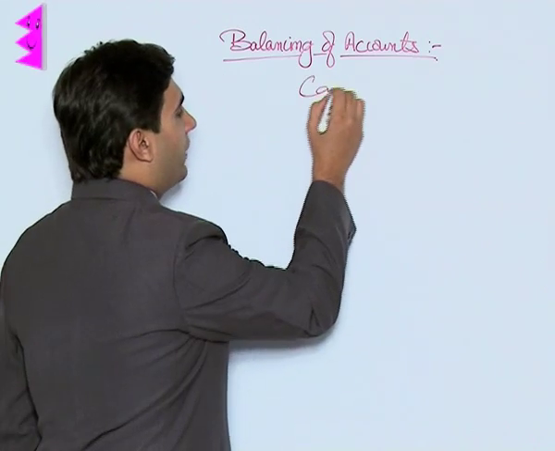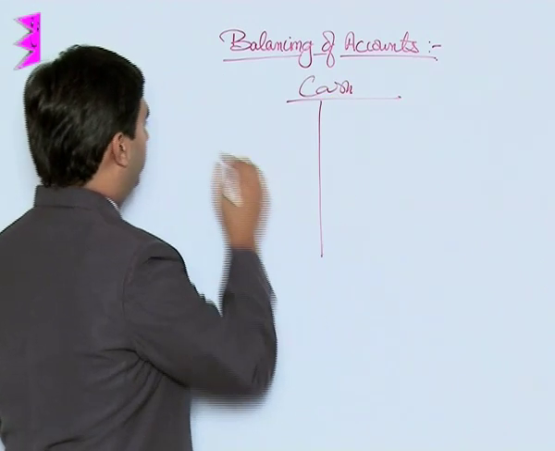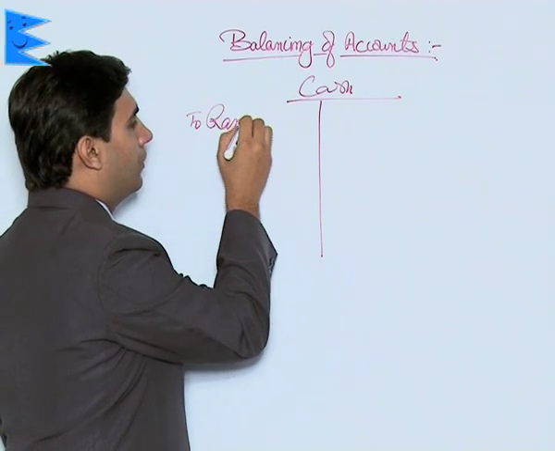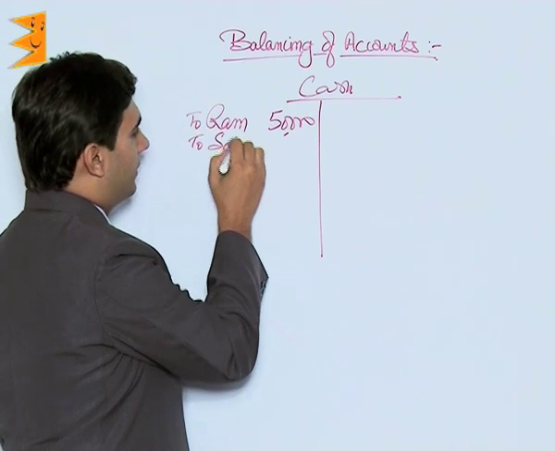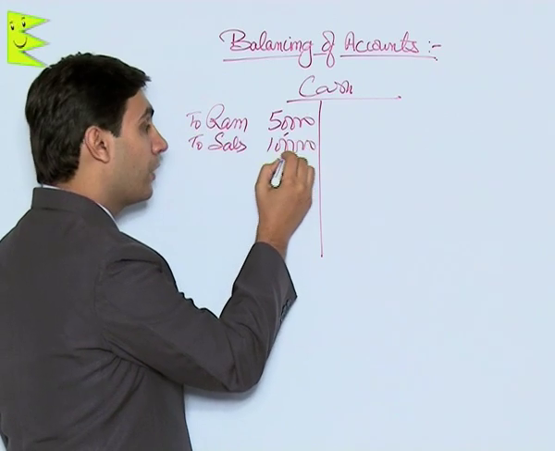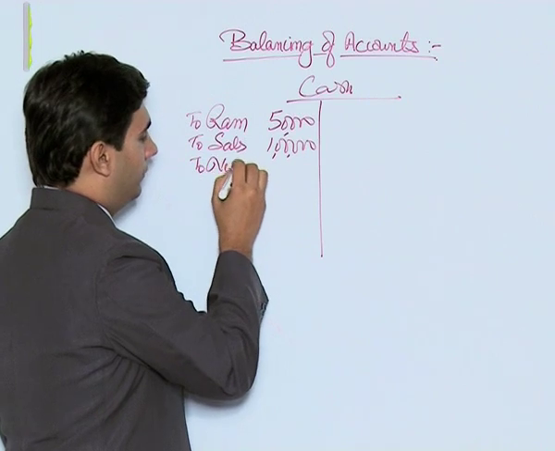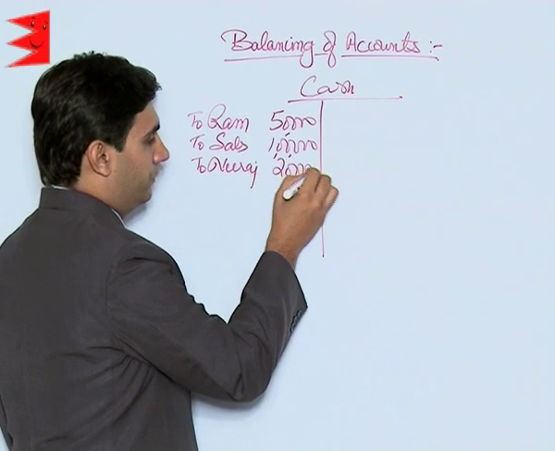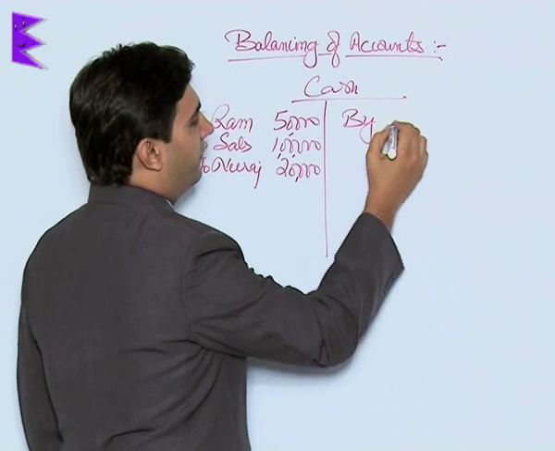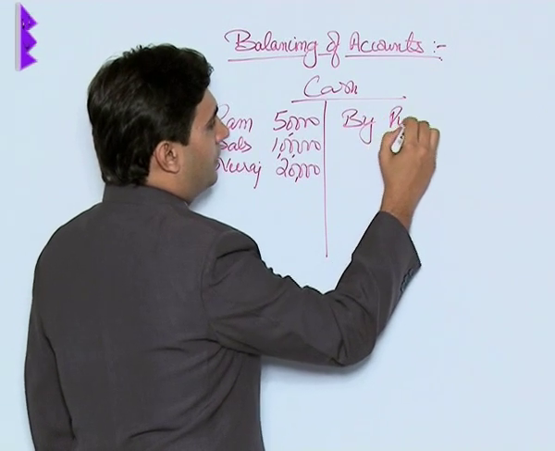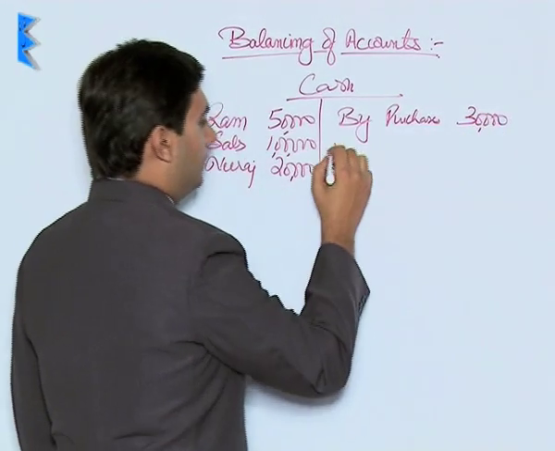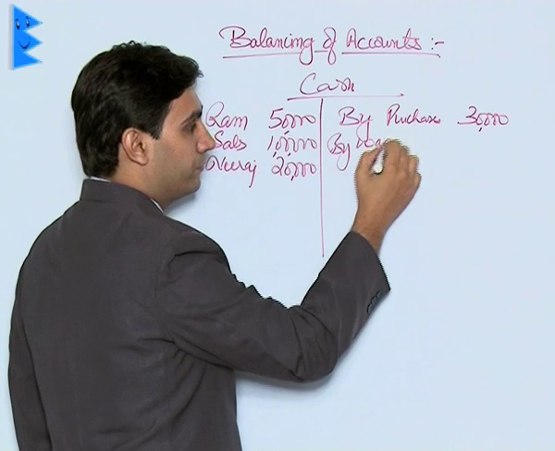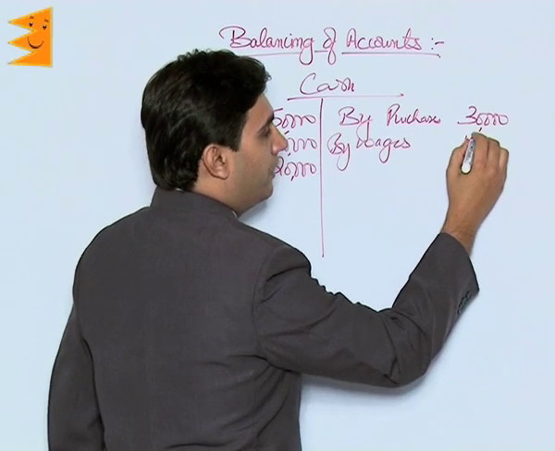I am drawing a T-shape account here, let's say for cash only. On the debit side: To Ram 50,000, to sales 1 lakh, to Neeraj 20,000, and on the credit side we have by purchases 30,000, by wages 15,000.